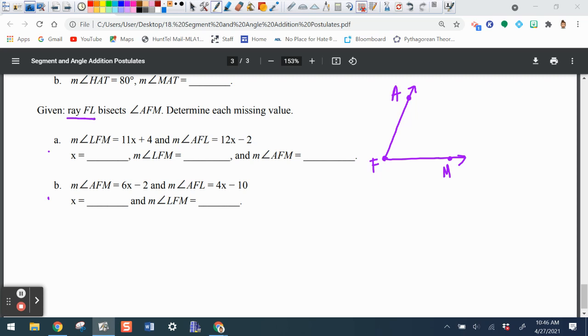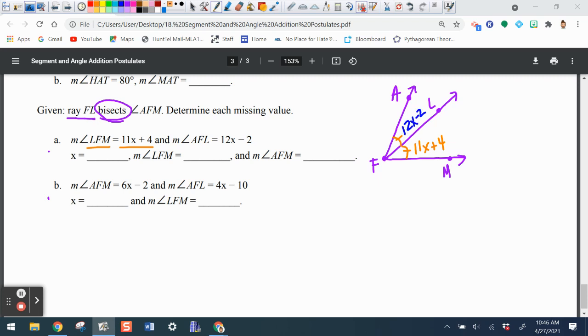So ray FL bisects angle AFM. So L has to be in a very specific location such that the ray that passes through it cuts angle AFM into two congruent angles. So keep that in mind. So let's dive in. A says the measure of angle LFM is 11x plus 4. So LFM is represented by 11x plus 4. And AFL is represented by 12x minus 2.